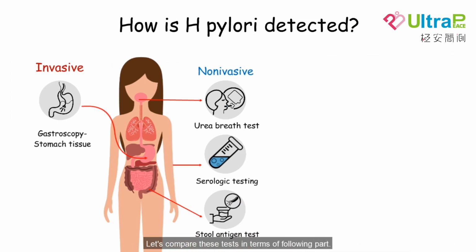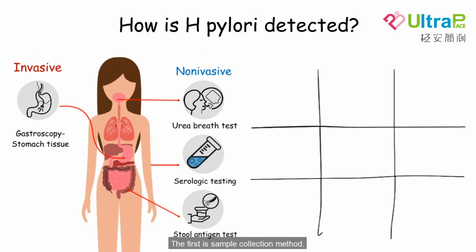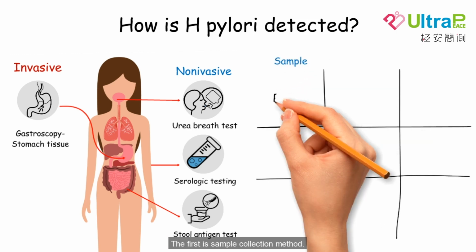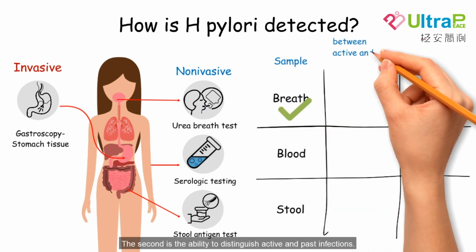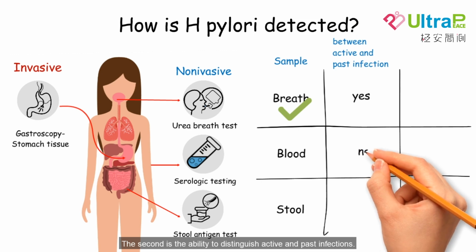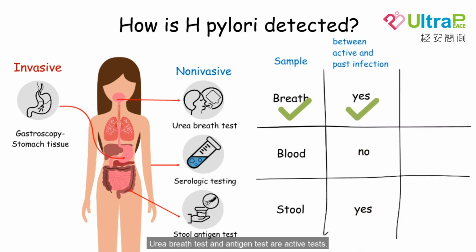Let's compare these tests in terms of the following parts. The first is sample collection method. Among these, the breath sample is the easiest method. The second is the ability to distinguish active and past infections. The urea breath test and antigen test are active tests. They can be used to evaluate the effect of therapy.